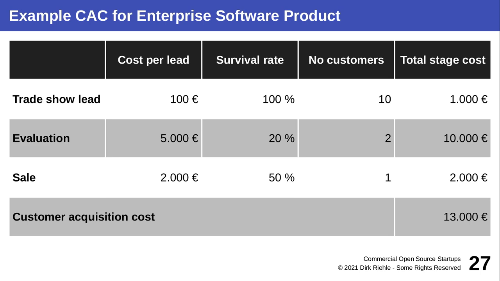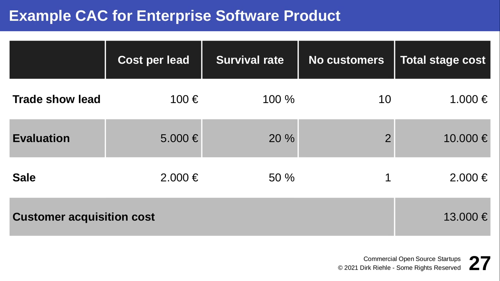So let's assume, not a lot, but let's assume you only got 10 interested parties, not yet customers, so qualified leads. 10 qualified leads, and the cost per lead was 100 euro, so that whole trade show or that whole stage cost you 1,000 euro. Now, all 10 you talk to, but you then go into an evaluation, you talk with them, and each one that makes it through the evaluation stage cost you 5,000 euro, because that's over the total number of people who get there, that's what the cost is.